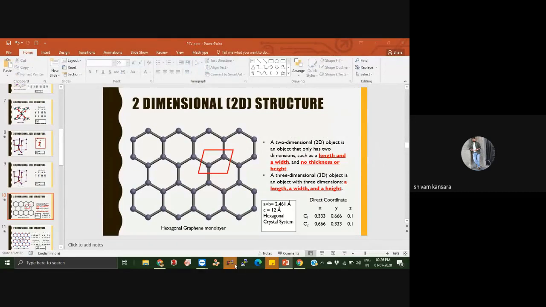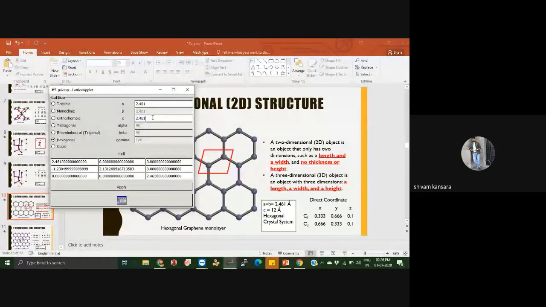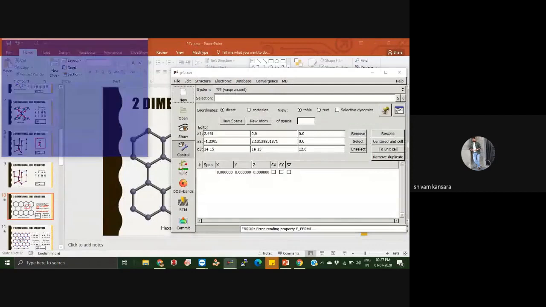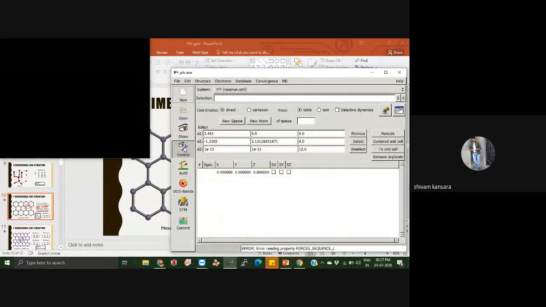Here I am going to confine the z dimension, and for the z dimension we can take 12 angstrom, because for the confinement we should take a minimum of 12 angstrom with the original primitive cell. So we just keep 12 here and apply. Okay, now close it, and build, and the control. So make it white.